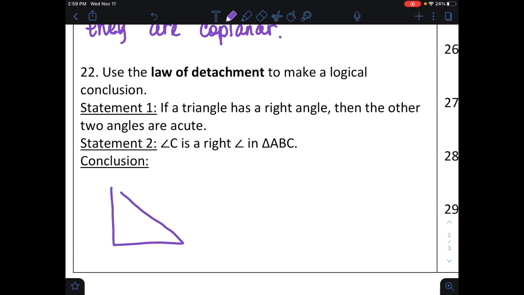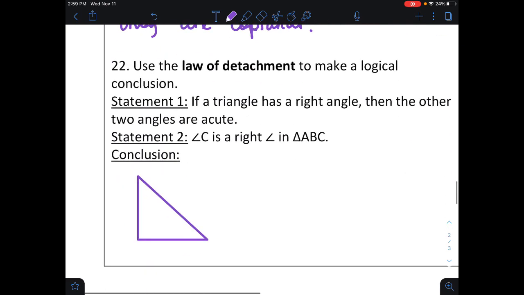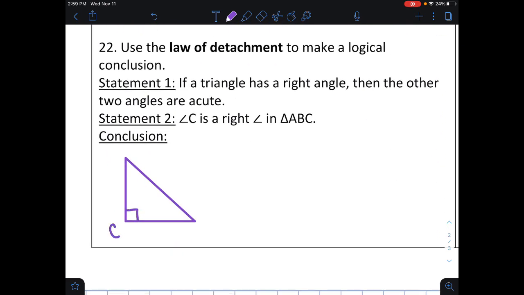So let's draw a right triangle. Not like that. Okay. And then we are going to label the right angle C. All right, so since C is here, it doesn't tell us where A and B are supposed to be, so we can just make an educated guess. All right, so the conclusion that we can make about triangle ABC is that angle A and angle B are acute.